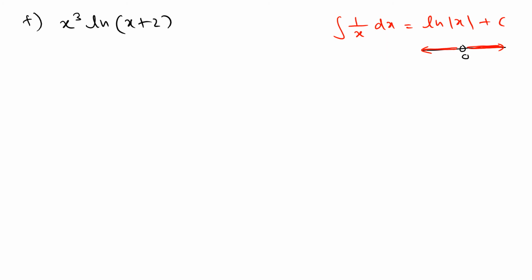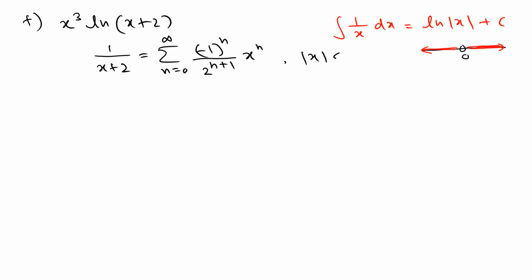We know that in the domain we are talking about, |x| less than 2, x + 2 is positive. So you can relax the absolute sign here. Good. Again, we can start with the 1/(x + 2) series. If you don't have it, do that first. It's the sum from n = 0 to infinity of (-1)^n x^n over 2^(n+1). This is valid for |x| less than 2, that we know.